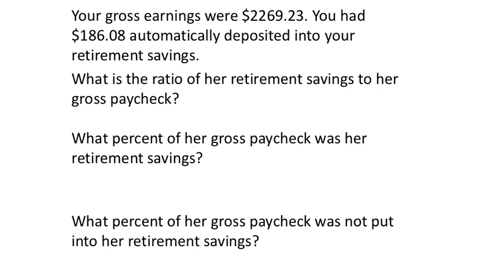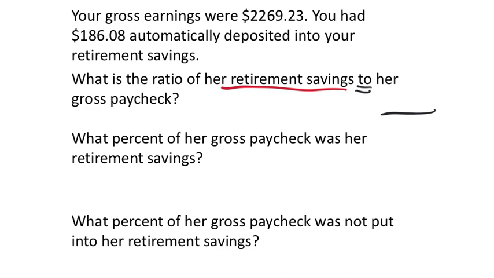Your gross earnings were $2,269.23. You had $186.08 automatically deposited into your retirement savings. What is the ratio of retirement savings to gross paycheck? I guess you or her or whatever. Okay, so ratio, at least for now, I'm going to say let's make this a fraction. And the fraction relates to the "to" word. Okay, so all we got to do is look at the labels, and then we'll insert whatever values they give us for those labels. So it first starts out the ratio of her or your retirement savings.